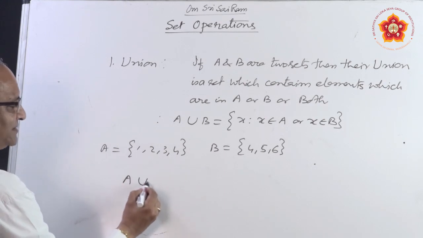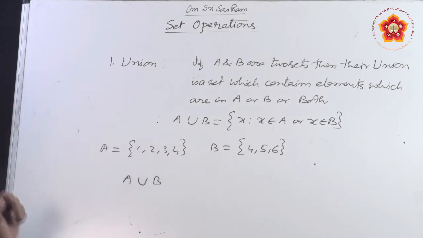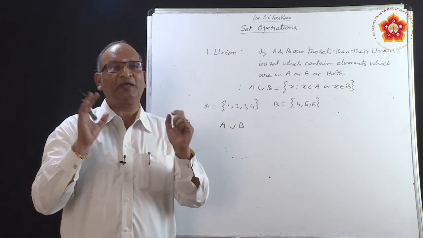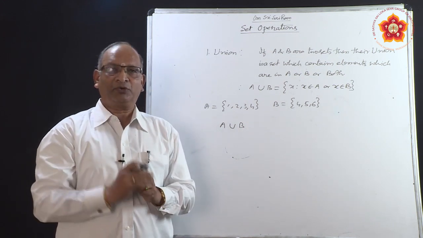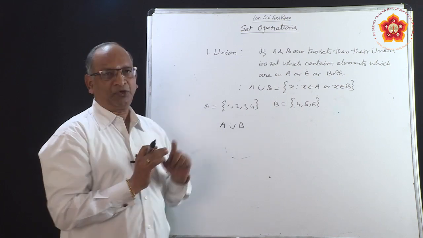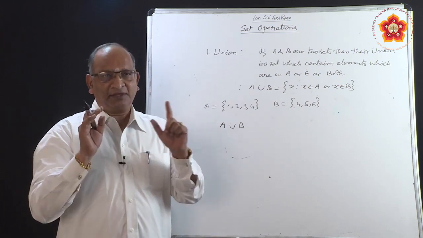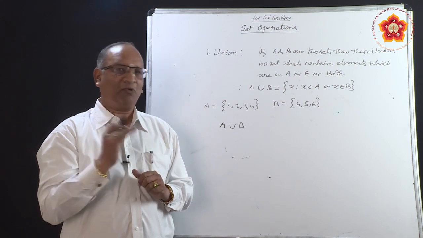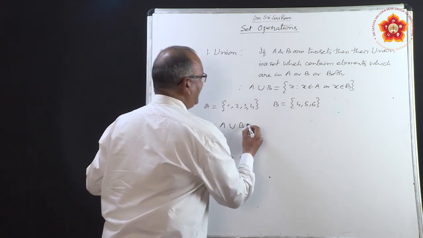This U is a symbol used for union. You also need to remember that U is also used for universal set. To represent universal set also we use U, and U as an operation basically means union of two sets. So what does A union B contain?